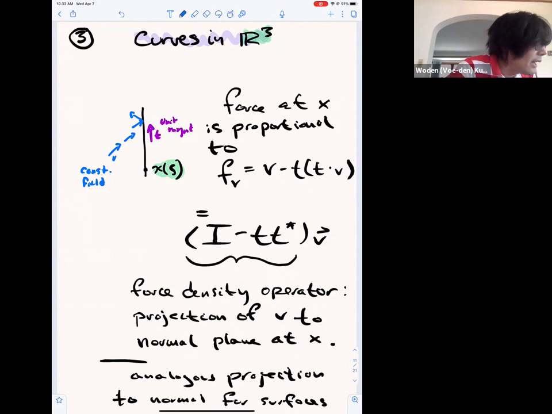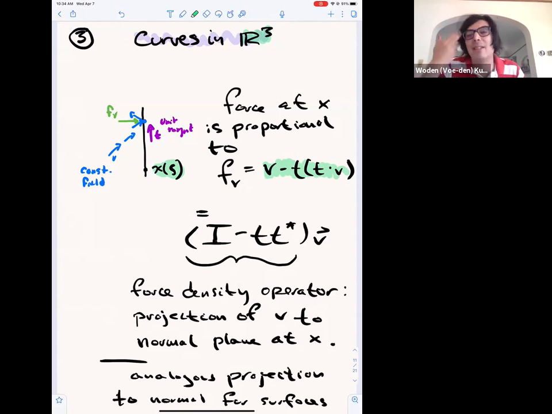So what's going to happen? When our wind hits the curve, it reflects off, and it imparts some momentum here. This will be some force F_V applied to the curve just by our particles reflecting off. And what is that force? Well, it's proportional to V minus the tangent vector times the tangent vector dot V. This is a projection. It's the other component, the complement of the projection of our vector field.